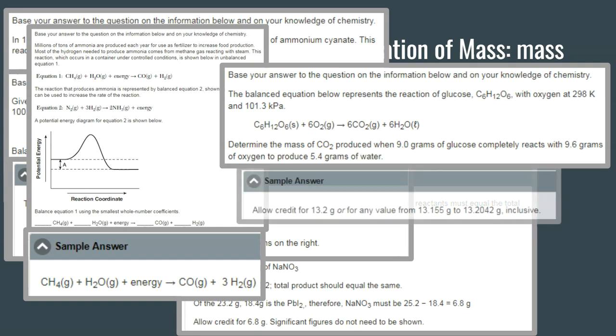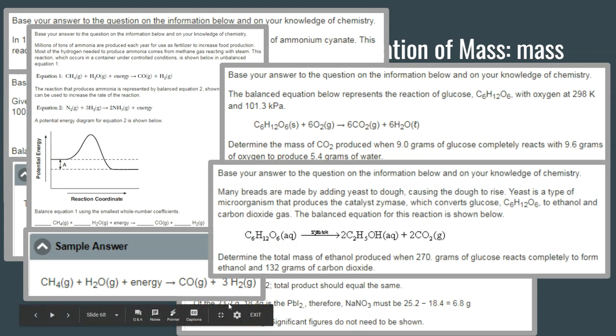Applying conservation of mass will yield that the amount of carbon dioxide present has to be 13.2, because 13.2 plus 5.4 will be equal to 9 plus 9.6, which is about 18.6. So when we solve for carbon dioxide, we'll get 13.2 grams.